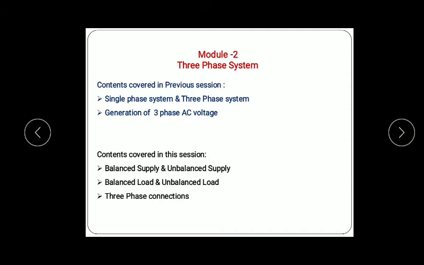Whereas in a three-phase system we have a minimum of 3 conductors or wires carrying AC voltage. The three-phase system is nothing but 3 single phase voltages of equal magnitude, but differing by an angle of 120 degree with respect to each other, which we have seen in the last session.